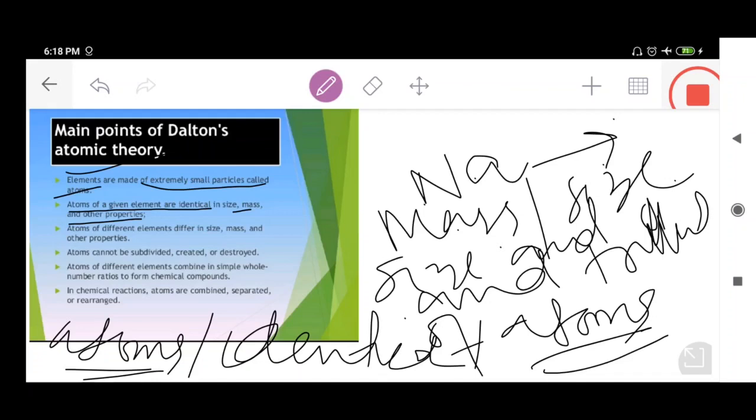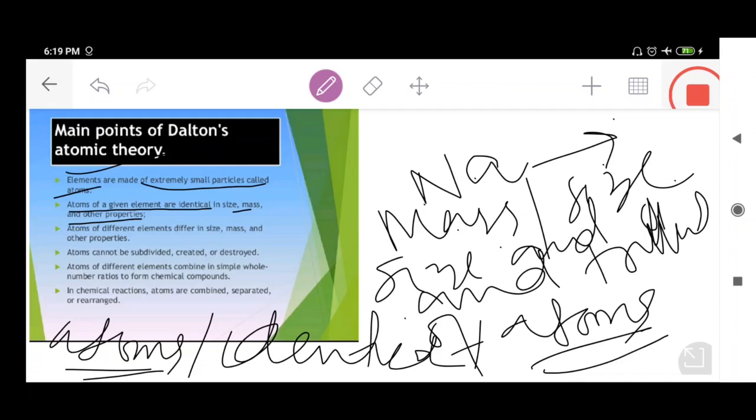So atoms can't be further broken down. They are tiny, indivisible and indestructible ultimate particles. You must remember, students, that atoms can't be further broken down. That's why I told you, a stage comes when we can't divide the matter further, and we call those particles atoms. Atoms can't be further broken down because these atoms are smallest indivisible particles, and it becomes impossible for us to see these atoms with the naked eye.